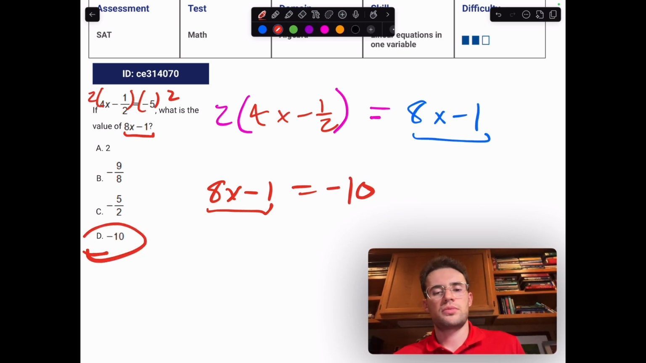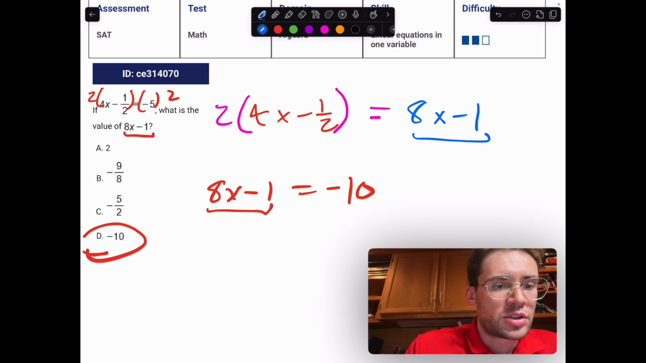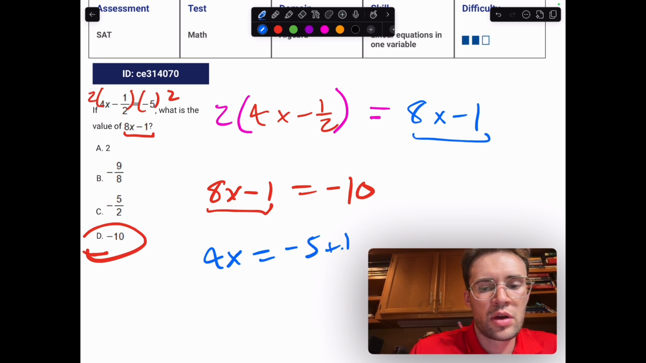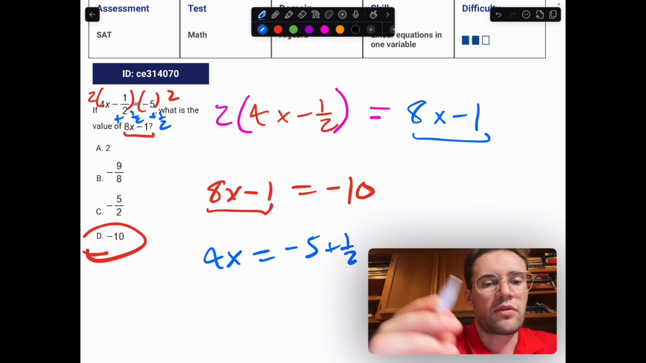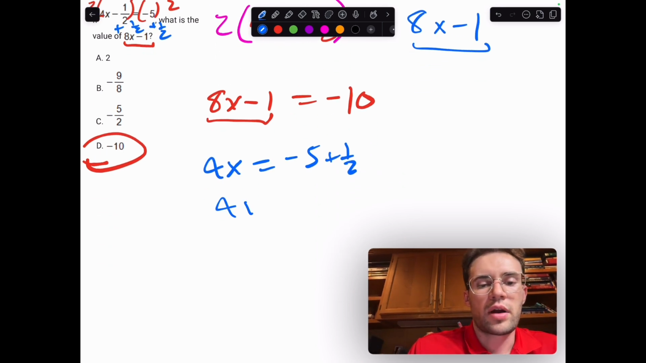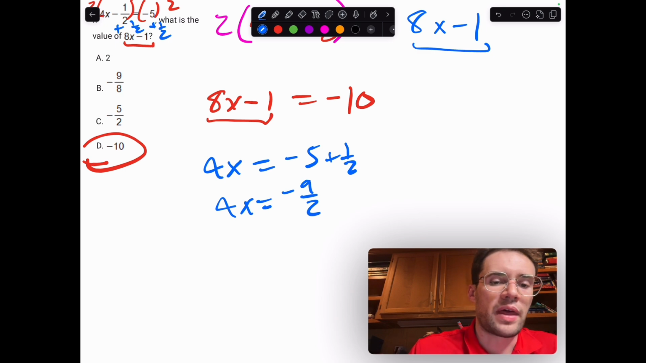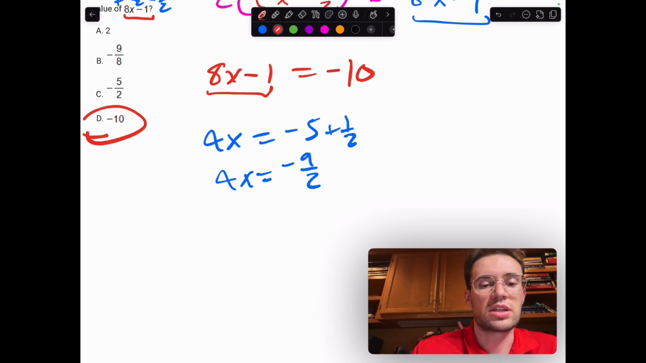Now, again, you're very welcome to just solve for x as well. So you could get 4x equals negative 5 plus 1/2. I just added 1/2 to both sides to get the 4x alone. And then you get 4x is equal to, what would that be? This is negative 10 halves plus 1/2, which is negative 9 halves. And then to get rid of the times 4, you would just divide by 4. So you get that x is equal to negative 9 over 8.